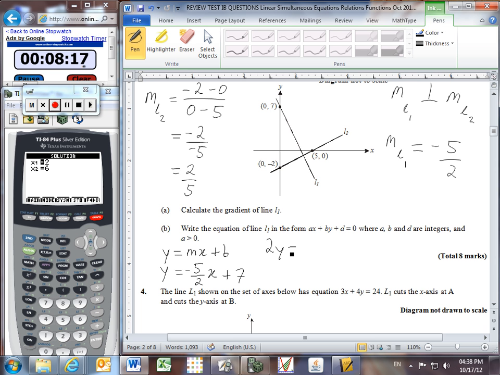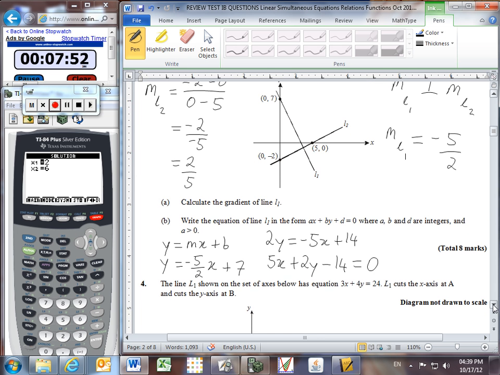So I get 2y equals -5x plus 14. Remember, we have to multiply every term by 2. And now I'll bring everything to the left-hand side of the equation, because the required form has a 0 on the right. So my -5x as it moves to the left becomes a +5x. I still have a +2y, and my +14 becomes a -14. And now I have solved the question. Moving on to number 4.